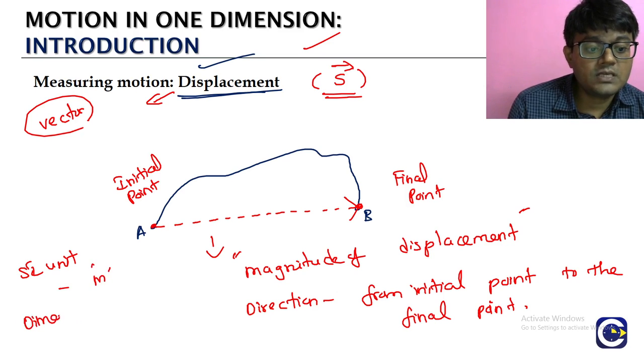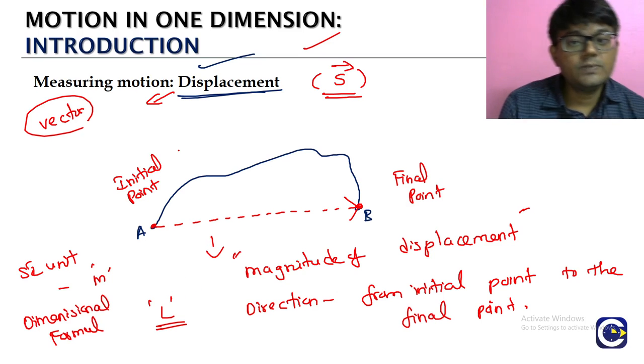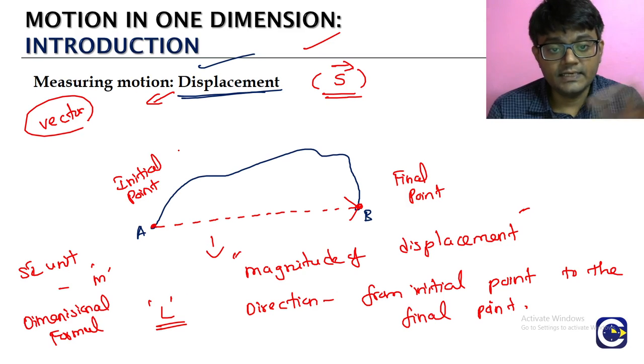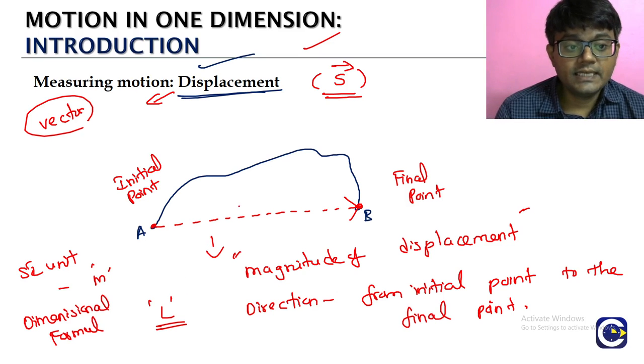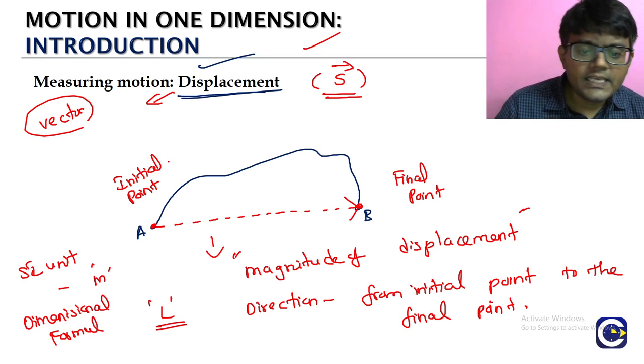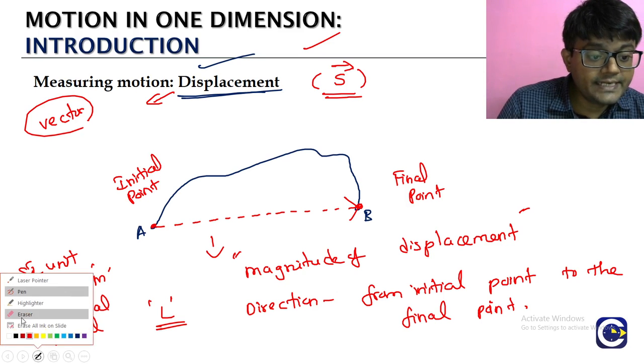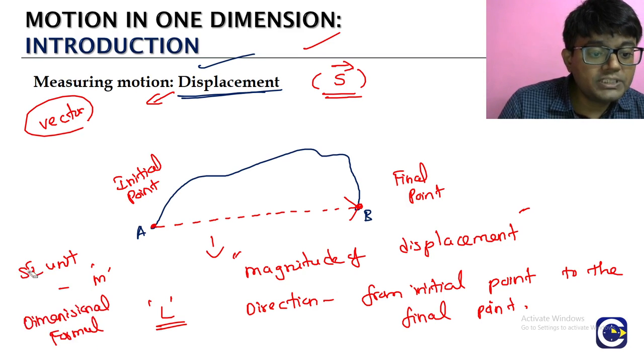What about the dimensional formula? It is measuring the length, right? So it will be L. But the difference between distance and displacement is that distance is a scalar and displacement is a vector.